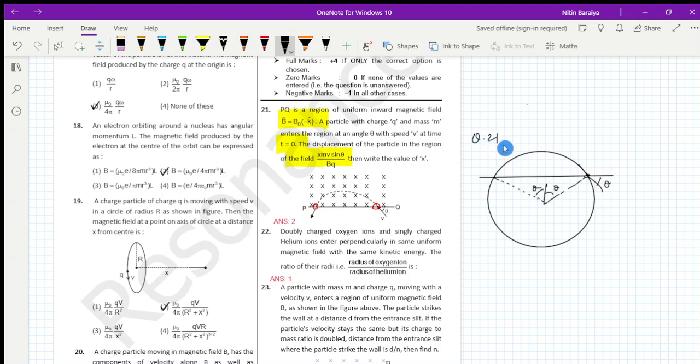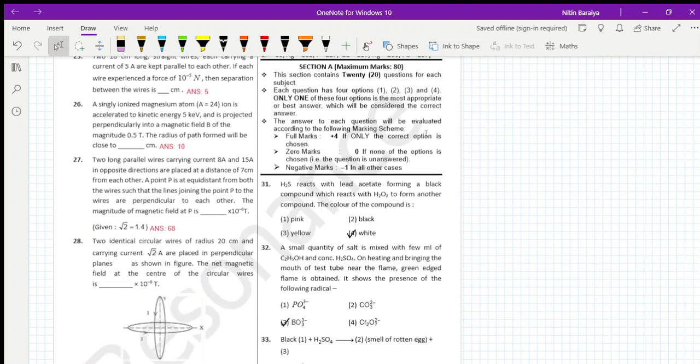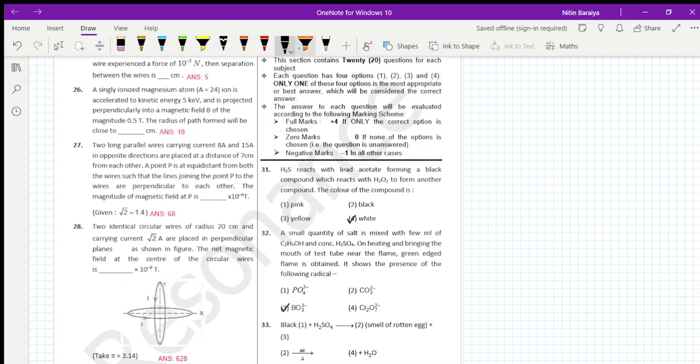So 26th question, let's see. A singly ionized magnesium atom is accelerated to kinetic energy 5 kilo electron volt and is projected perpendicularly in the magnetic field. Find the radius of the path formed. The formula we will use will be under root of 2mK divided by qB, since the question is in terms of kinetic energy.